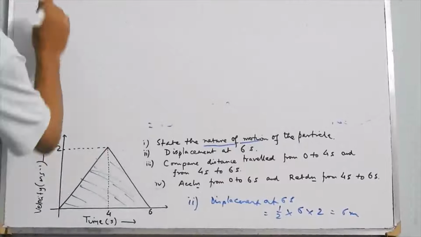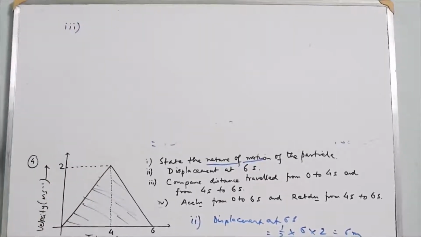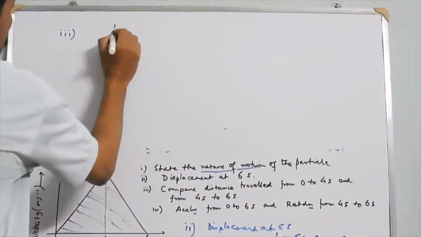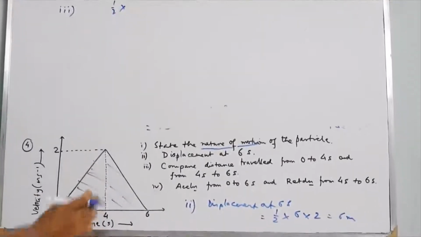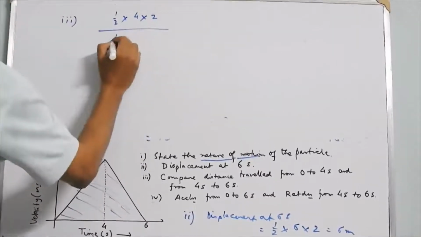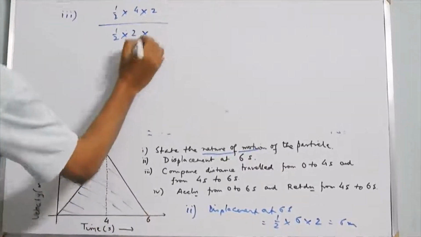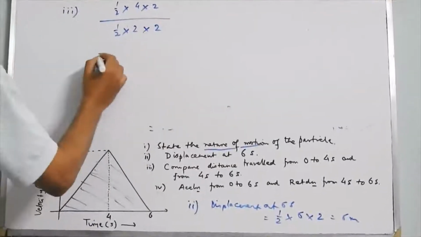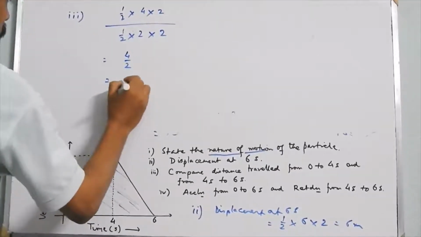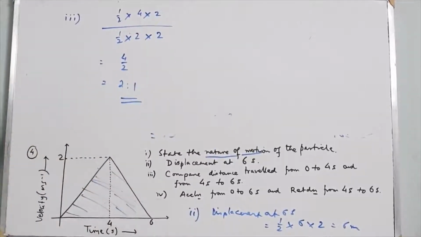So the third part of the question: the ratio is the area of this section divided by the area of this section. That is half into base 4 into height 2, divided by half into base 6 minus 4, that is 2, and the height is 2. So it is obviously 4 by 2, so the ratio is 2:1. So the ratio in the third part is 2:1.